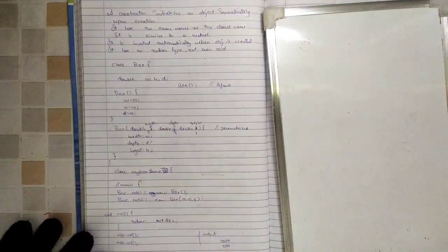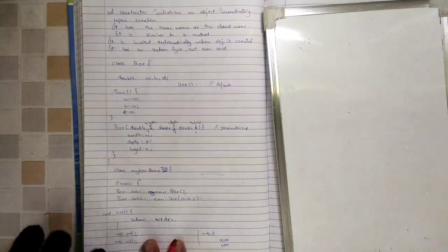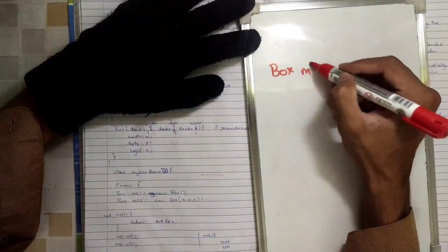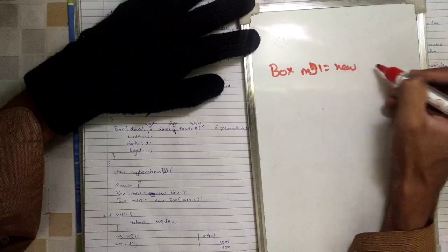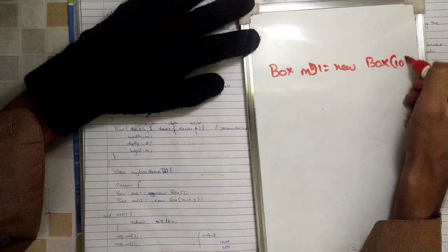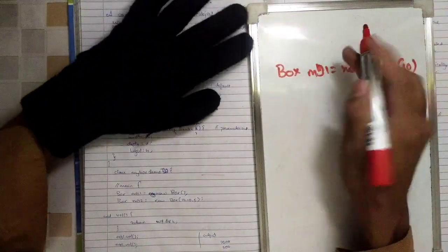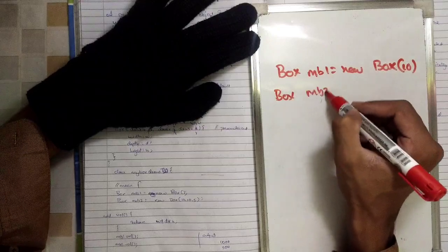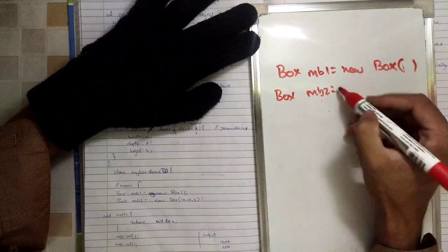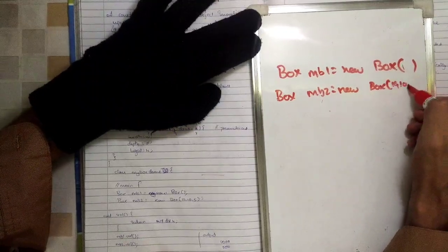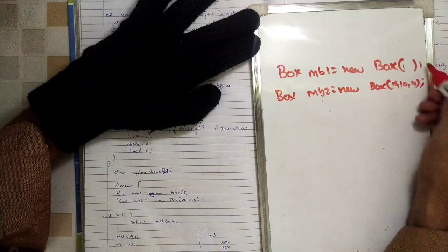I talked about default and parameterized constructors. There is another constructor known as the copy constructor. Suppose I created one object for this Box, mb1 is equal to new Box, passing only one parameter, some 10. Then I am creating another box, mb2 is equal to new Box, with no parameters, and this is a good example, 10 10 10. Nothing will be wrong here.